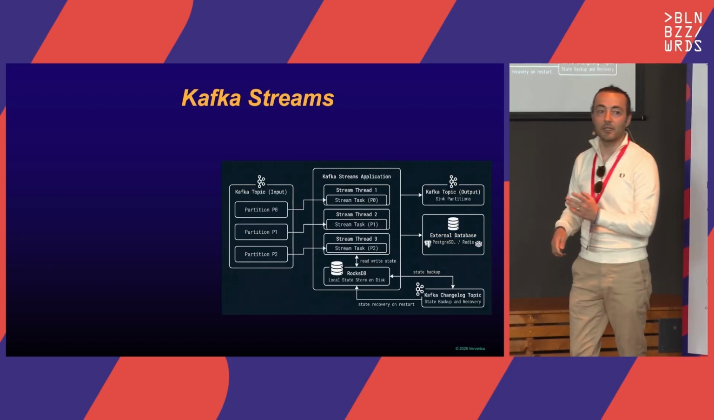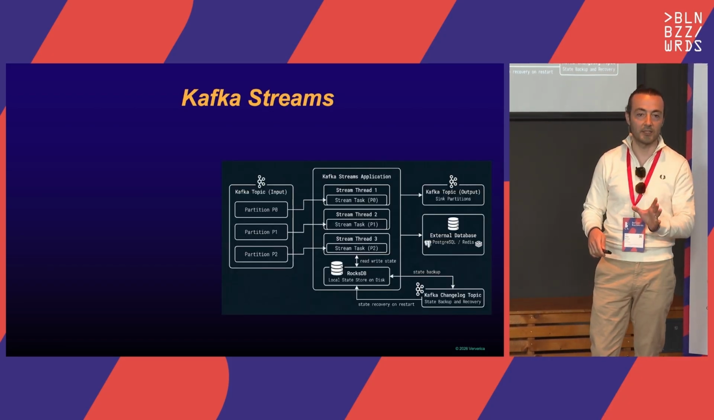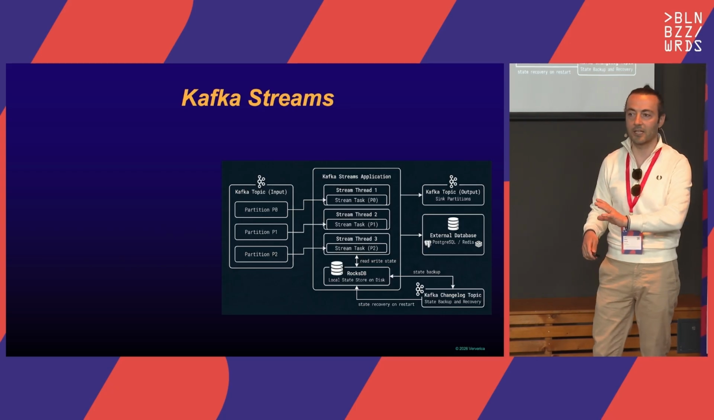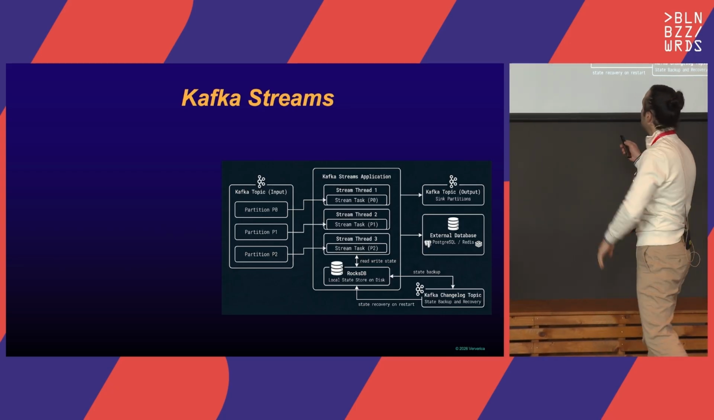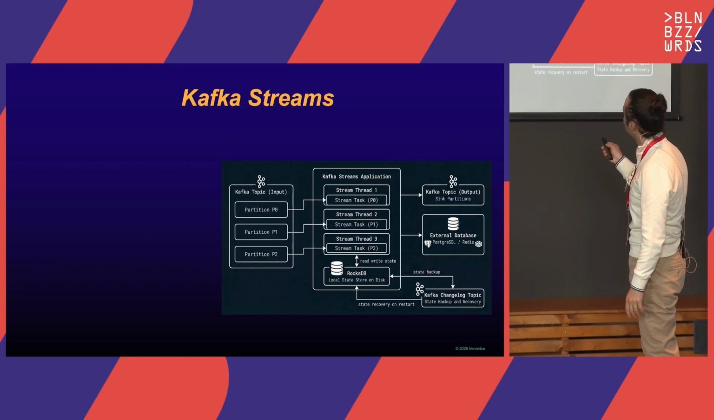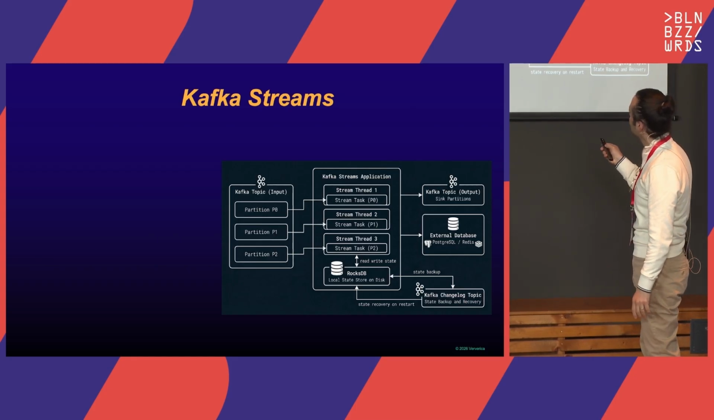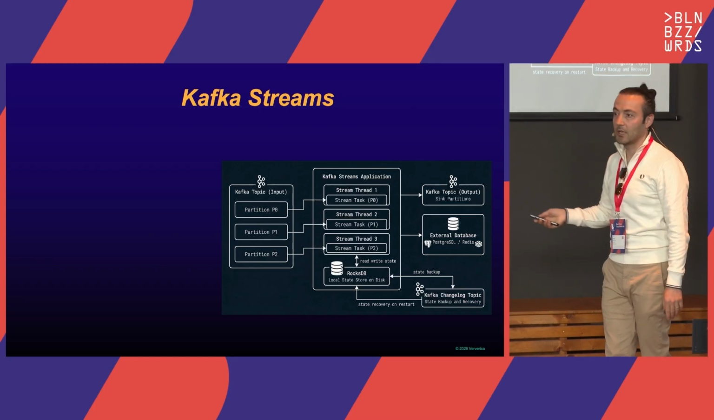Kafka Streams is running on your Kafka cluster. You are not deploying another cluster entity. So you have your Kafka topic, partitions, and then each partition is connected to a streaming thread, in which your streaming task runs.